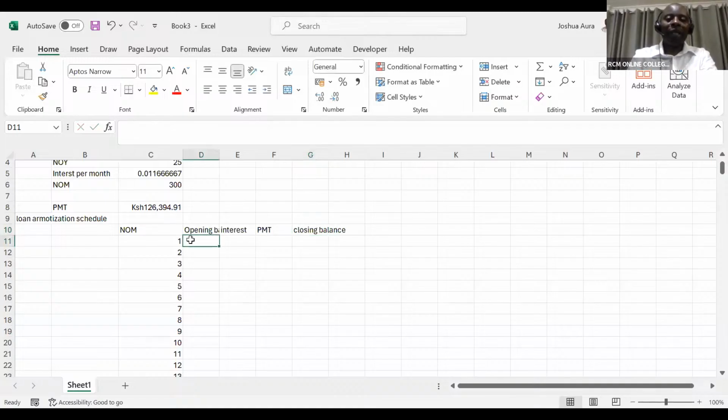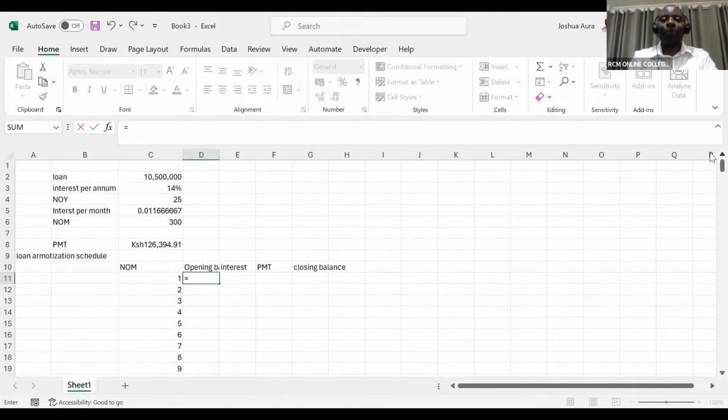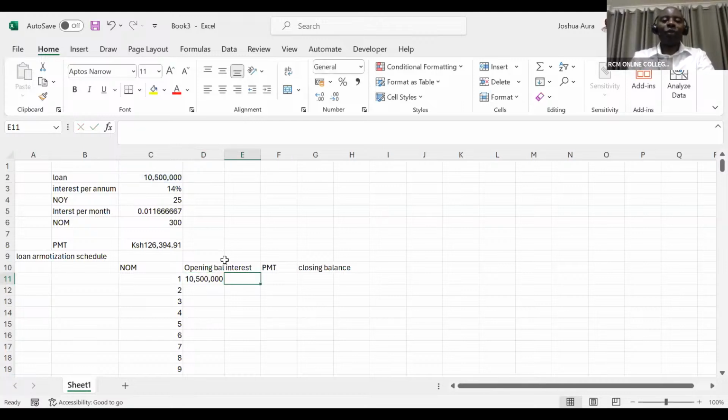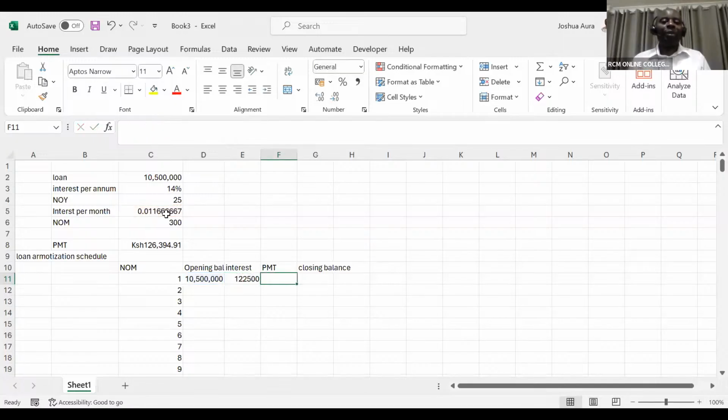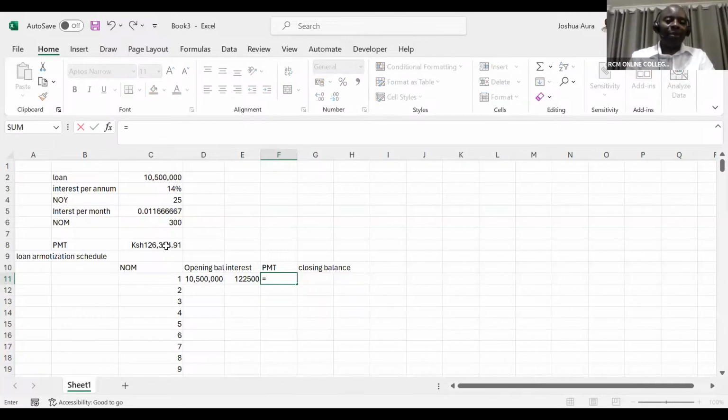So the opening is always, ladies and gentlemen, the loan taken. So this 10.5 million. Don't lock anything there. So you go to the interest. I'm paying monthly interest. So I'll pick the amount outstanding at the beginning times the rate of interest per month. This has to be locked. I go to the payment, I know it is this figure, so I'm picking it, but remember to F4 it.